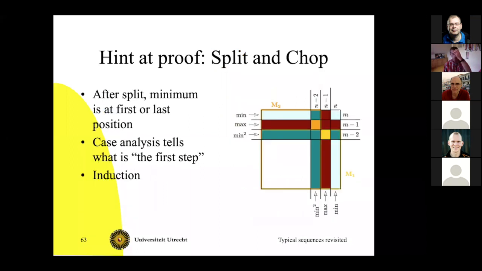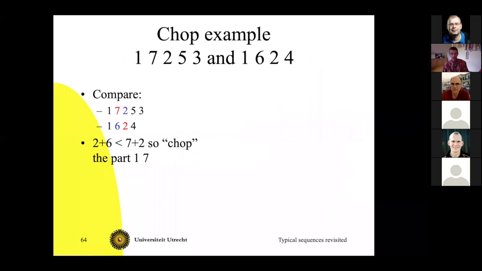And then there's the chop part, which means that we know that the minimum is at the first or the last position, and then there is some kind of clever case analysis which tells us what is the first step, and we use induction. And this is more or less how the algorithm goes. Now, the case analysis is actually not so very large. We know we have to add 1 and 1.